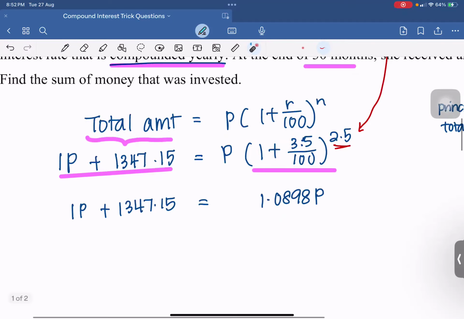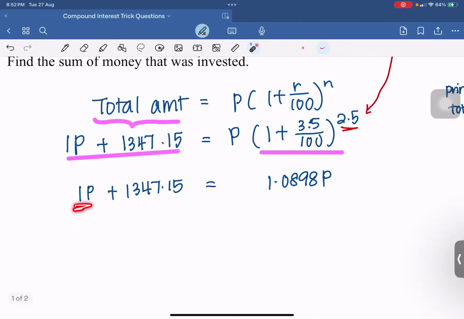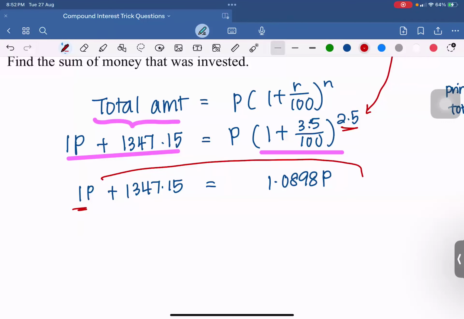Okay, so what is my purpose of doing this? Notice there's a 1 unit here. What we can do, we can shift the 1 unit over to subtract away, so that I'm left with 1347.15. But this one will be, take this whole thing, minus 1 unit of P. So you are left with 0.0898 units of P.